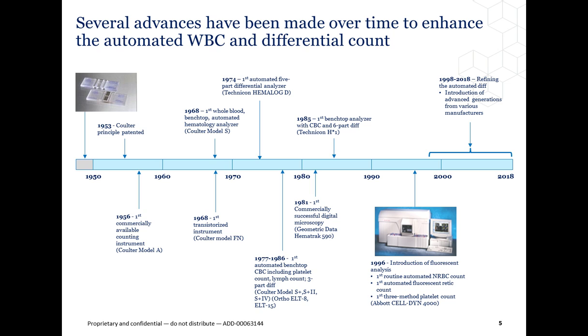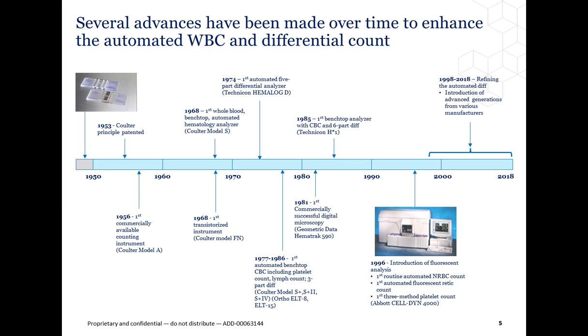Replacing manual dilutions and counts reduced the turnaround time to 1 minute from what was usually taking a laboratory 15 minutes. In the early 70s, Technicon Instruments introduced the Hemalog D 5-part differential analyzer based on cytochemistry staining of the WBC subpopulations while analyzing them with a continuous flow optical measurement system. Different technical approaches were taken by multiple manufacturers that produced 3, 5, and 6-part differential results along the way.